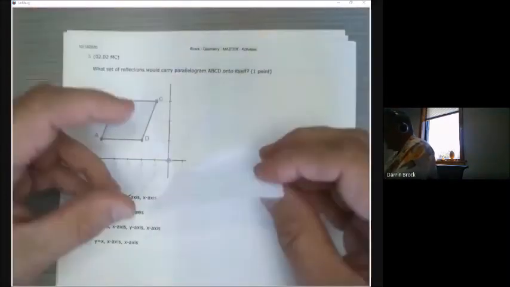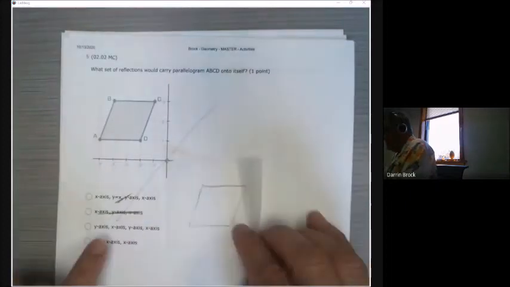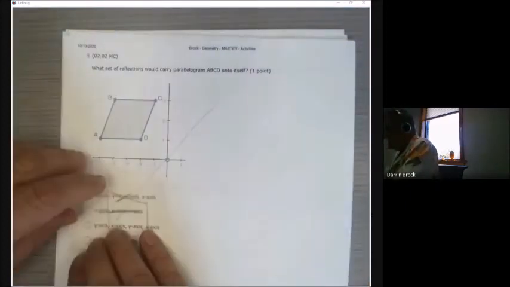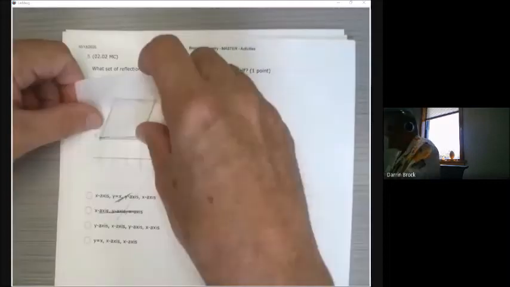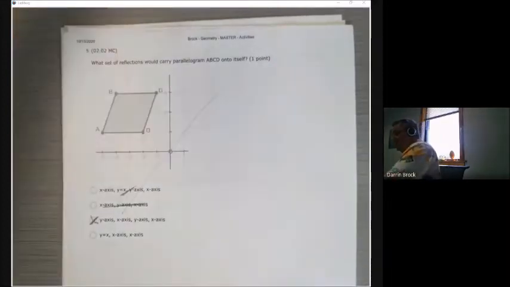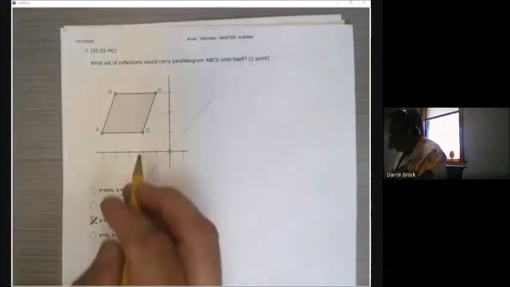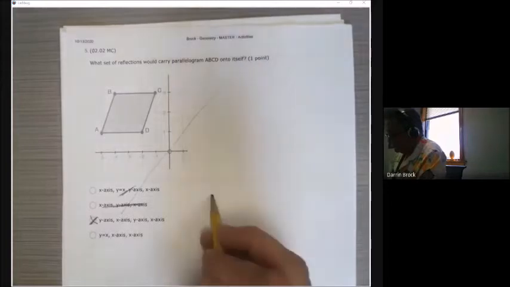Okay, the y-axis, the x-axis, then the y-axis, and then the x-axis. Hey, that one does it. So we don't even have to check the last one, but it's one of those y equals x, so it would reflect over here first, and then the x-axis and the x-axis. So it ended up down there.